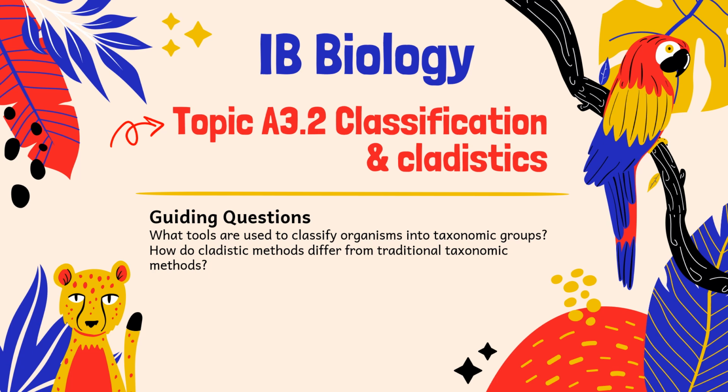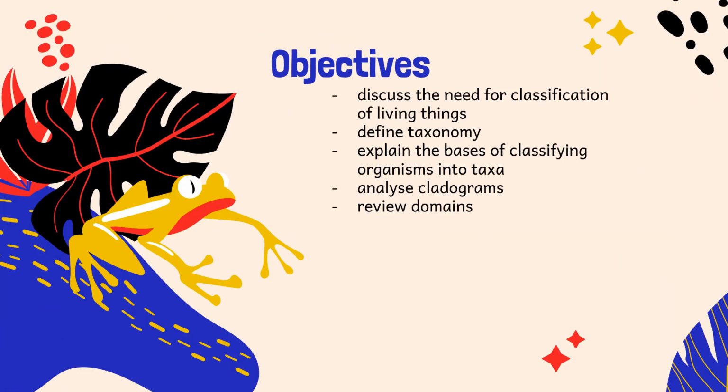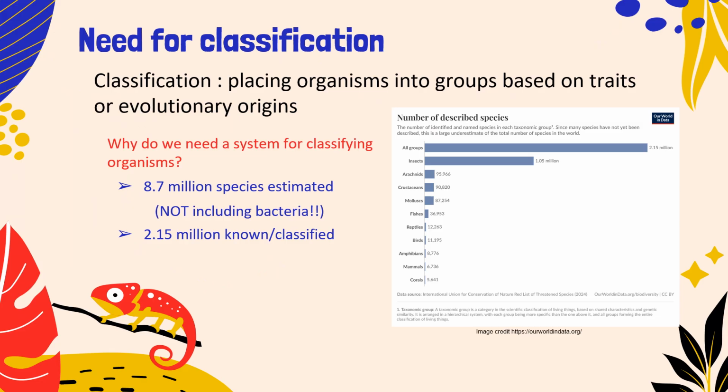Our guiding questions for today: what tools are used to classify organisms into taxonomic groups, and how do cladistic methods differ from traditional taxonomic methods? Our objectives: we're going to talk about the need for classification of living things. We're going to define taxonomy. We're going to explain the bases for classifying organisms into different taxa. We're going to analyze some cladograms and then review those three domains of life.